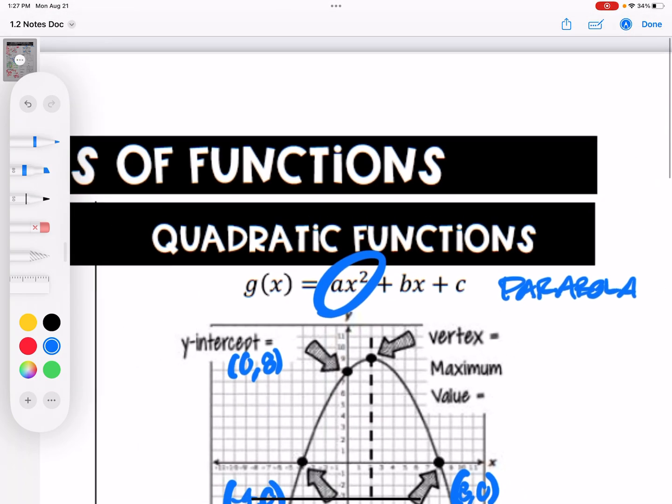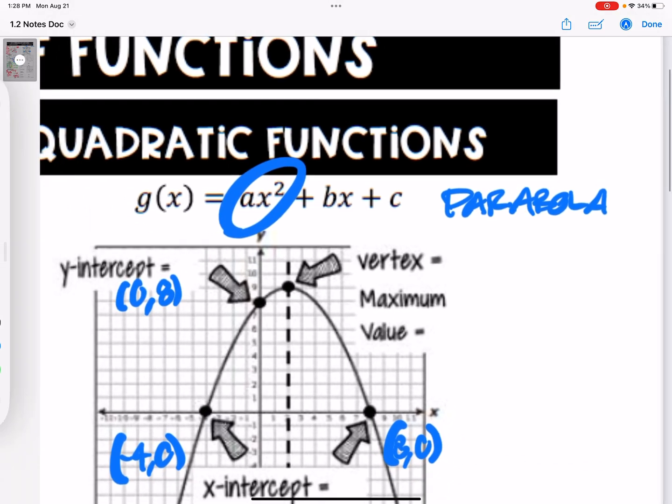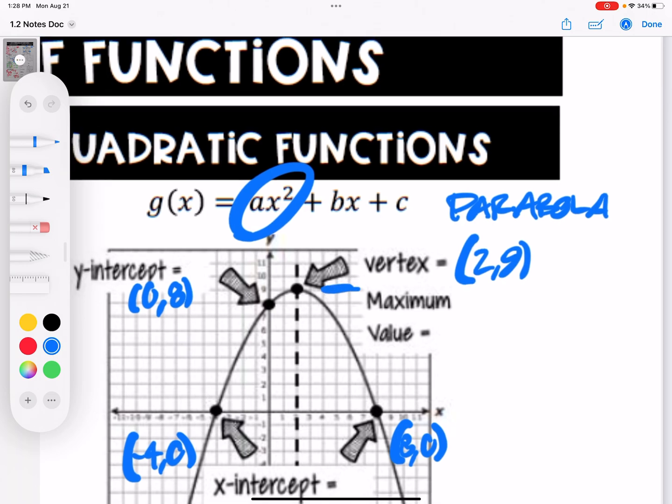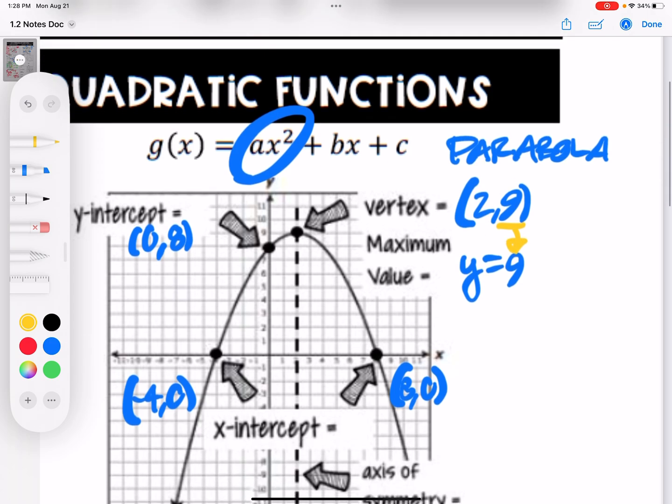Okay? The vertex is where it changes directions. So it's been going up this whole time. It hits this point here, and then it starts going down. That's our vertex. So the vertex is here at 2, 9. The maximum value: as we just said, it was going up and up and up until it hit this maximum value, and then it goes down. Our maximum value is y equals 9. And you will notice that the y-coordinate of the vertex is also the maximum value.